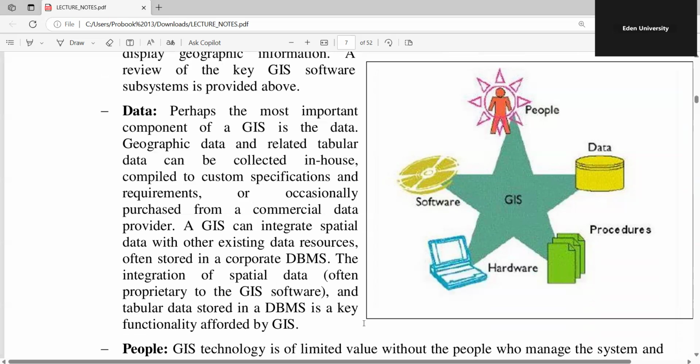A GIS can integrate spatial data with existing data resources, often stored in corporate DBMS. The integration of spatial data, often proprietary software owned, and tabular data stored in DBMS is a key function of GIS.